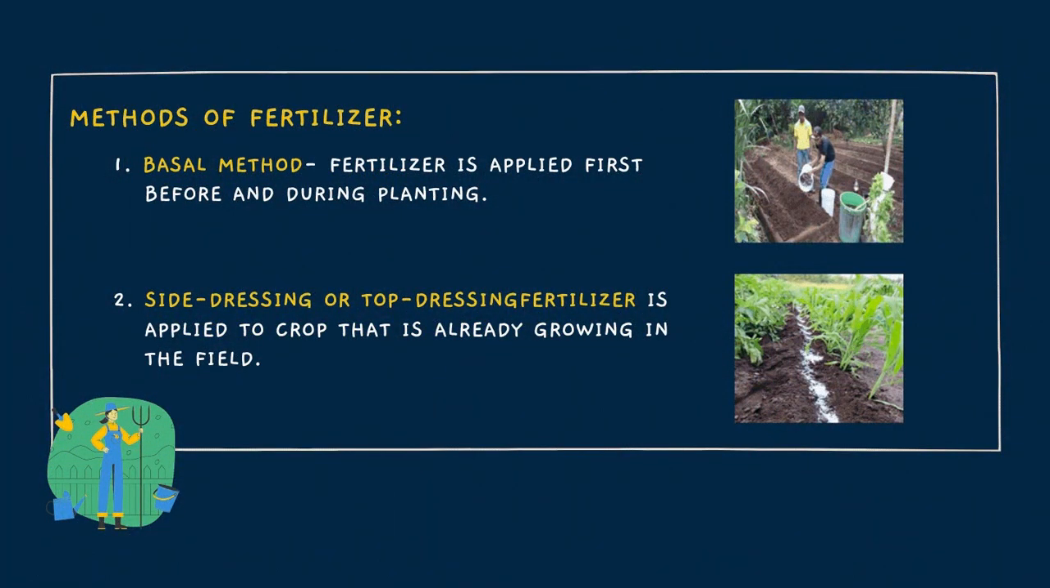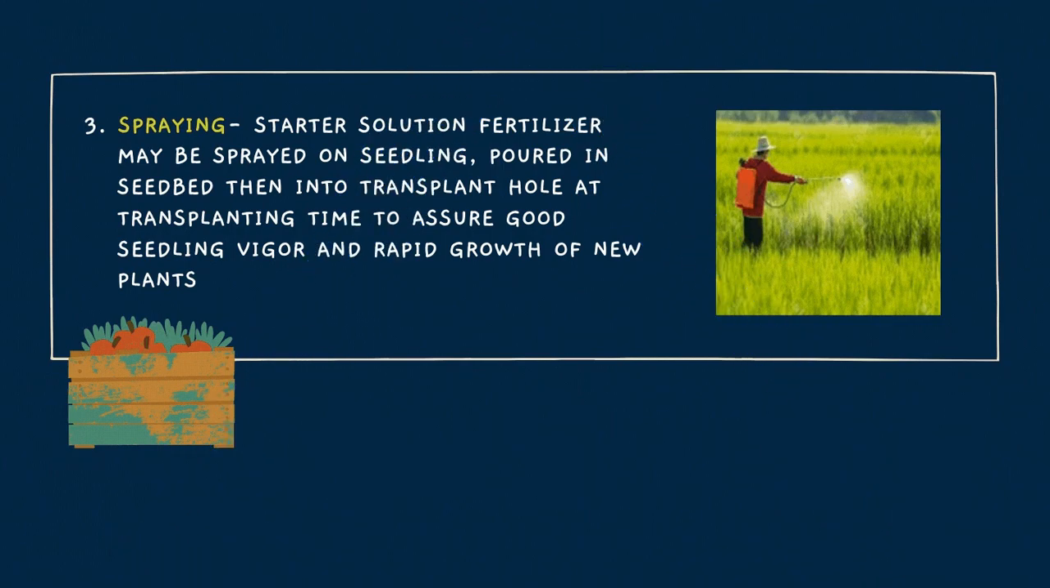The methods of applying fertilizer. Number 1, basal method. Fertilizer is applied first, before or during planting. Number 2, side dressing or top dressing. Fertilizer is applied to the crop that is already growing in the field. And number 3, spraying. Starter solution fertilizer may be sprayed on seedlings, or poured in the seedbed or into the transplant hole at transplanting time to assure good seedling vigor and rapid growth of new plants.